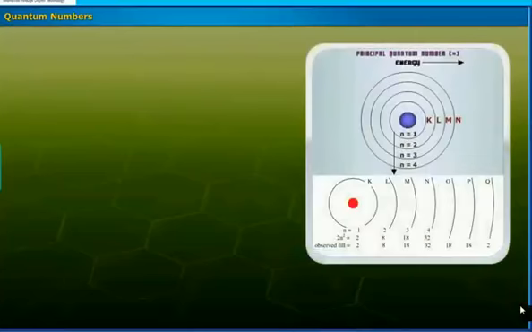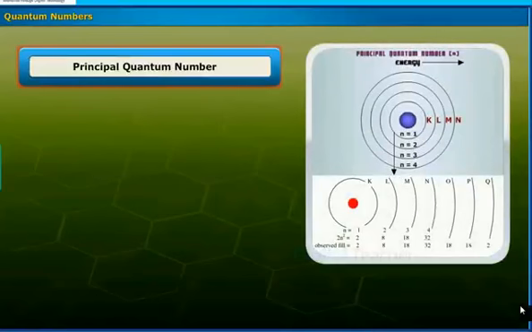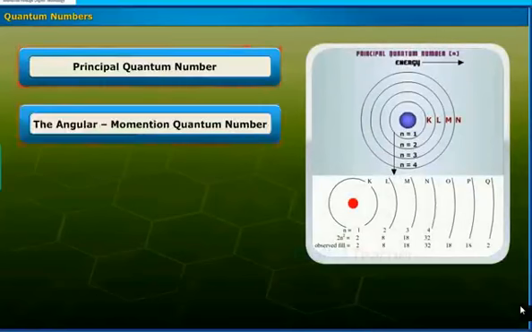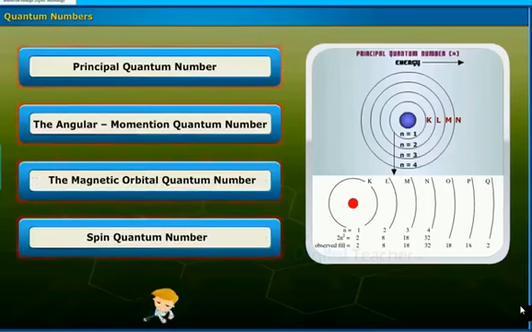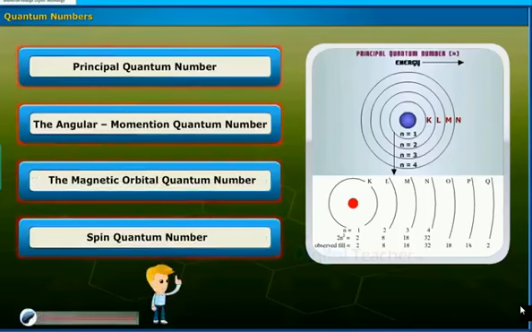Let us know about the quantum numbers. There are four main types of quantum numbers. They are the principal quantum number, the angular momentum quantum number, the magnetic orbital quantum number, and the spin quantum number. Click each tab to learn more.